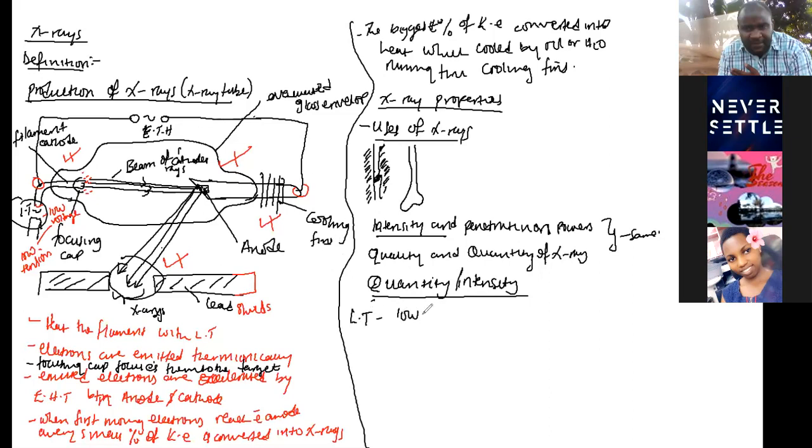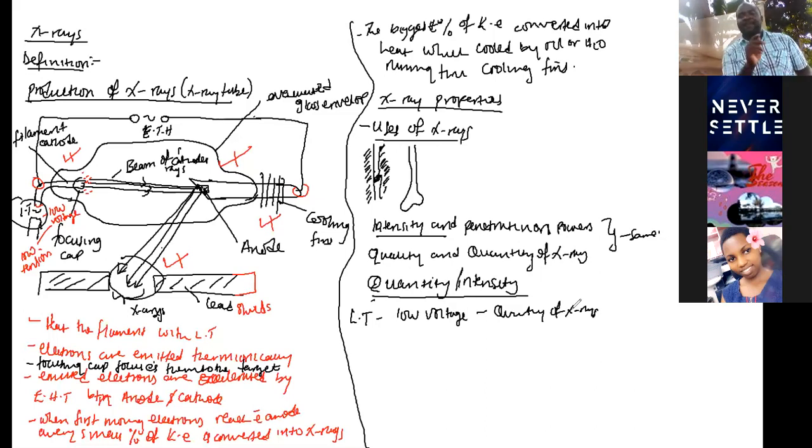The low voltage supply predicts the quantity of X-rays. So if I want more X-rays, I increase the low tension so that it heats up the filament cathode more. When the filament cathode is heated up more, what happens? More electrons are going to be produced thermionically per second.